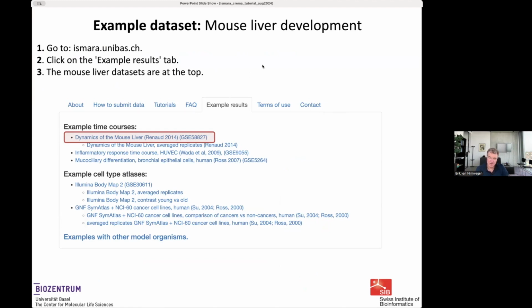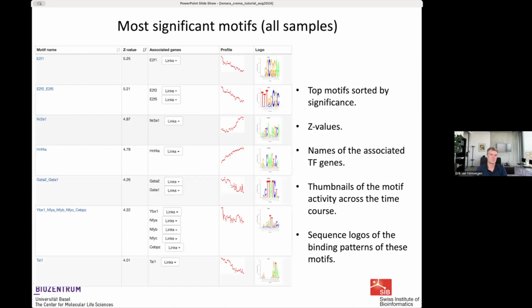And if you click on that, you will see that the top example data set is this dynamics of mouse liver by Renaud et al. And if you click on that, you will be taken to the ISMARA results, and those are the ones that I'm going to now show you. If you land on this page, the first thing that you will see is a table like this.